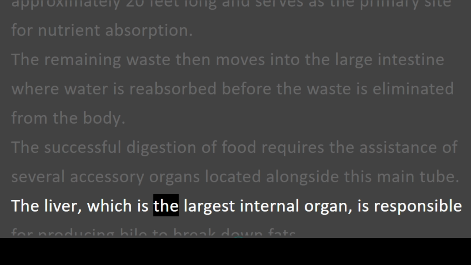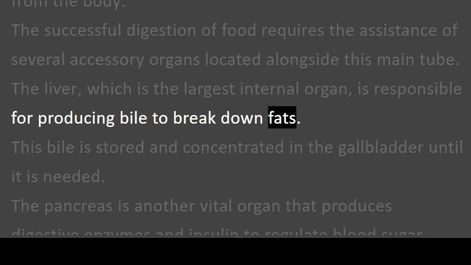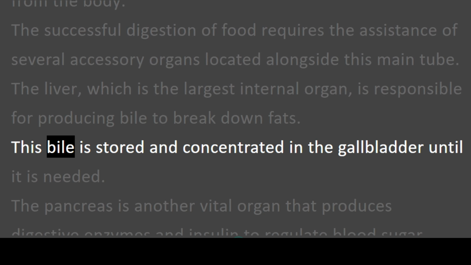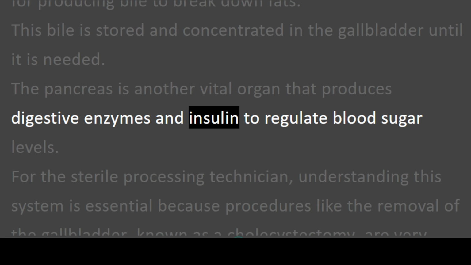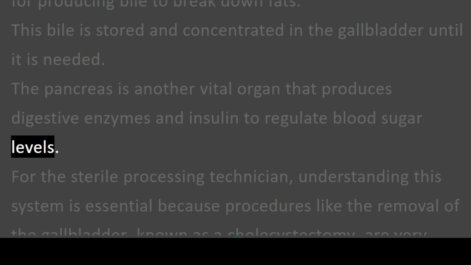The liver, which is the largest internal organ, is responsible for producing bile to break down fats. This bile is stored and concentrated in the gallbladder until it is needed. The pancreas is another vital organ that produces digestive enzymes and insulin to regulate blood sugar levels.